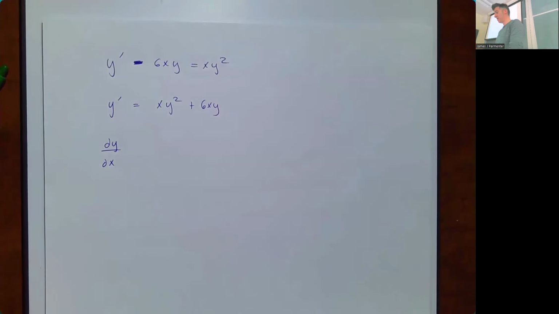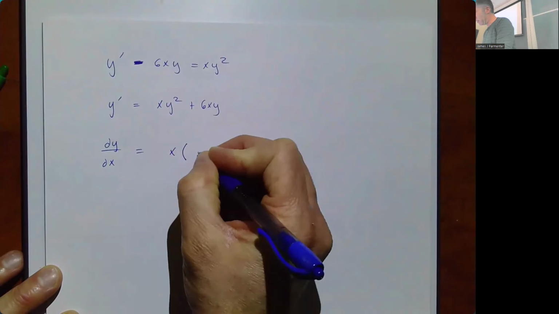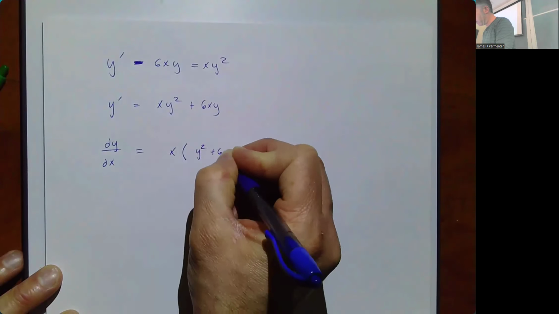And now the question is, can I write the right-hand side as a thing with just x's times a thing with just y's? Or a better way to ask that question is, can I factor out either the x's or the y's from the right-hand side? And in my opinion, it looks like I can factor out an x from both of those things. I would write this as x times y squared plus 6y.